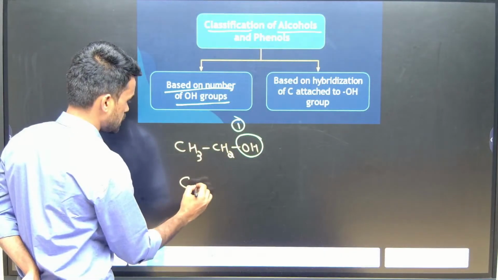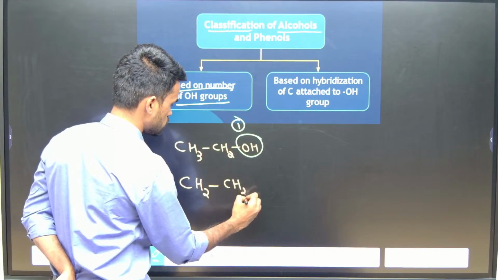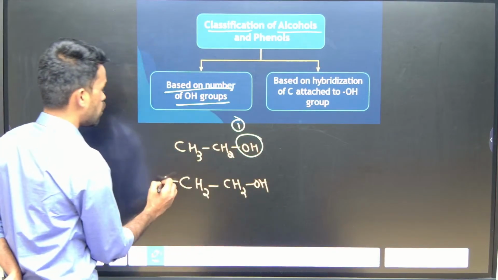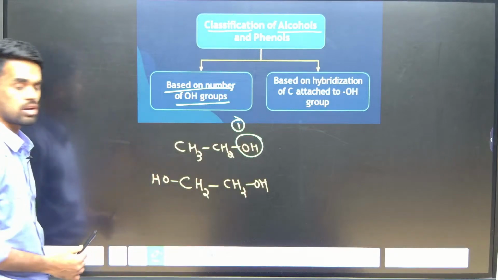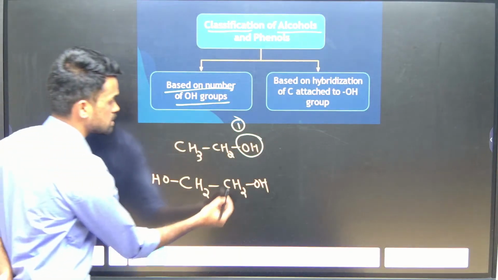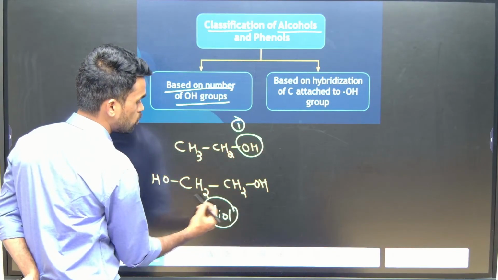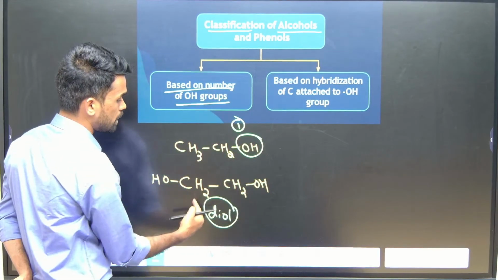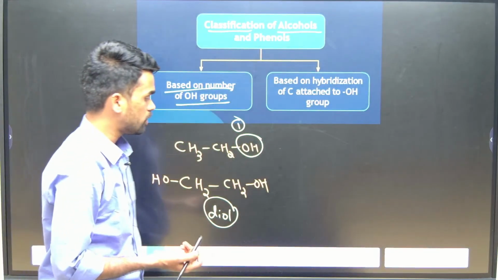Next, here I am writing CH2OH-CH2OH. How many OH groups are there now? Two. So this is a dihydric alcohol, or I can say this is a diol. Why do I say diol? Two OH groups are there, so that's why diol. Like that, it can be a triol also. So where do we see a triol?